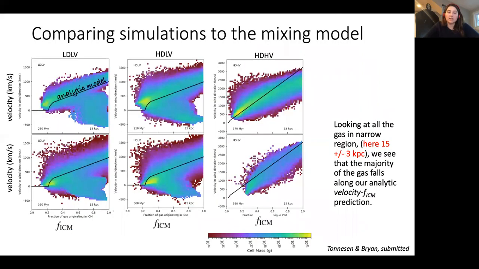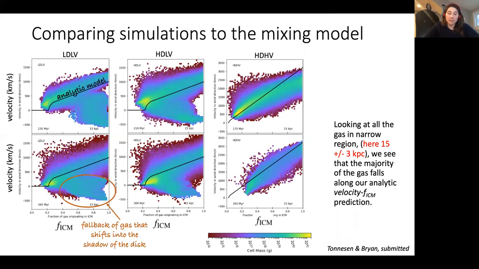First, we compare the gas in our tails to our analytic prescription using the velocity FICM plots shown here and find excellent agreement. Each column is a different simulation and the rows show different times. The black line is our analytic model, and in color you can see the gas from the simulation. I will highlight 2 regions that are not well fit by our model.